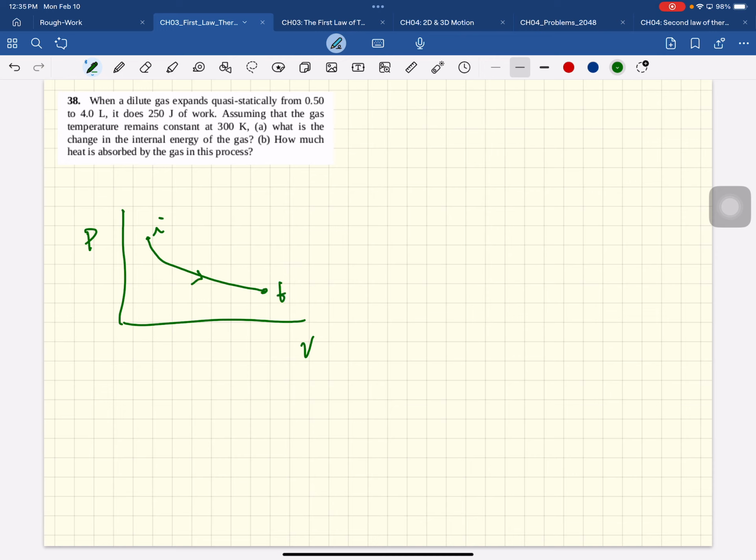For a gas, you can do PV diagrams. And the work done is the area under the curve. You know them. Assuming that the gas temperature remains constant at 300 degrees Kelvin, so it's an isothermal process. What is the change in internal energy of the gas? How much heat is absorbed by the gas?